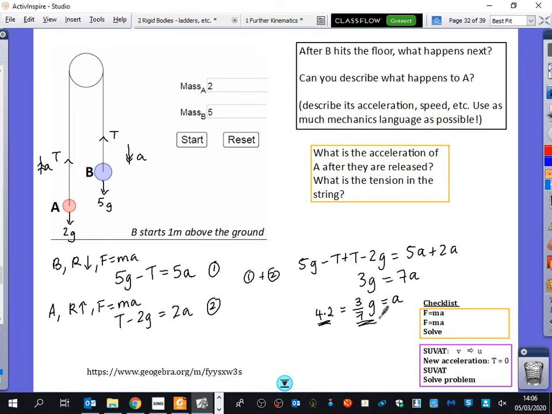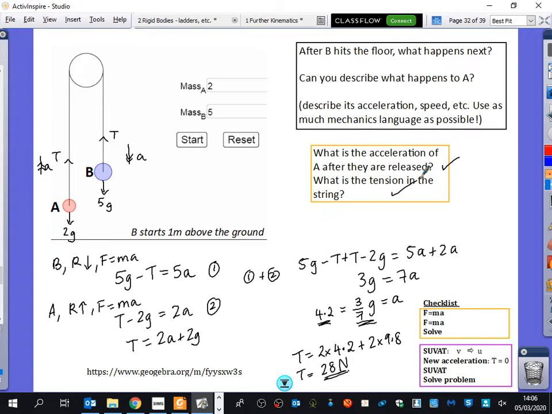Which equation is easiest for me to use to find out what the tension is, 1 or 2? 2. I think 2 is better because the tension here is just 2a plus 2g. So if I want to find out the tension, it's just 2 times 4.2 plus 2 times 9.8, which is g. So times that by 2 and plus 2 times 9.8, and we get that the tension is 28 newtons. So that's the first part done. We've done the acceleration and we've done the tension in the string.